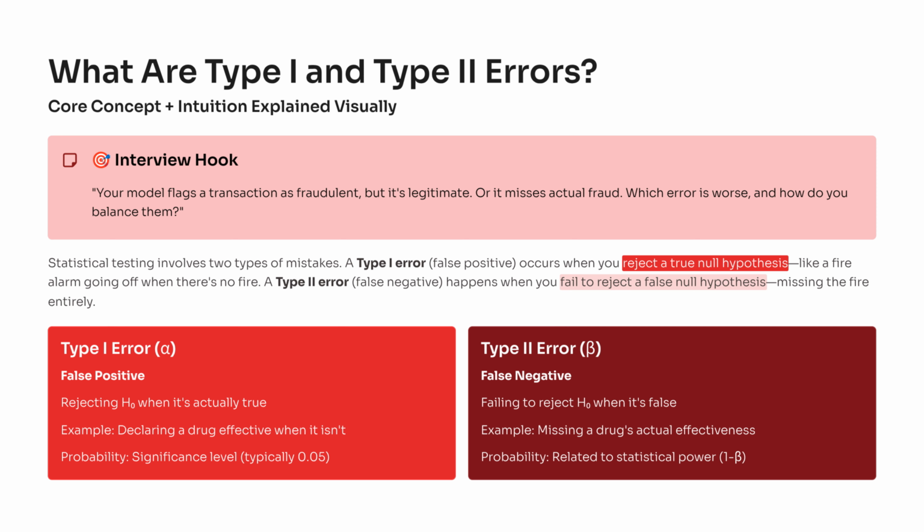Now look at the examples on the slide. Declaring a drug effective when it's not? That's a type 1 error. Missing a drug that actually works? That's a type 2 error. Both are costly, but in different ways. And understanding when each one matters is what separates good data scientists from great ones.